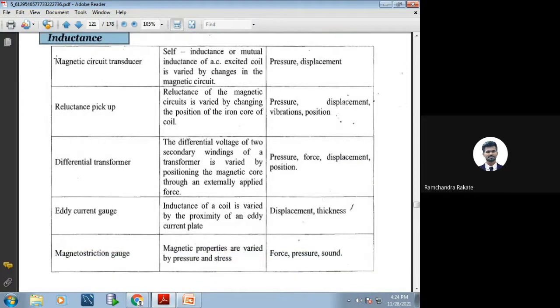Magnetic circuit transducer. So self inductance or mutual inductance of an AC excited coil is varied by changes in the magnetic circuit. So pressure and displacement is one of them. Then we have the reluctance pickup, where the reluctance of the magnetic circuit is varied by changing the position of the iron core of a coil. So pressure, displacement, vibration and position.